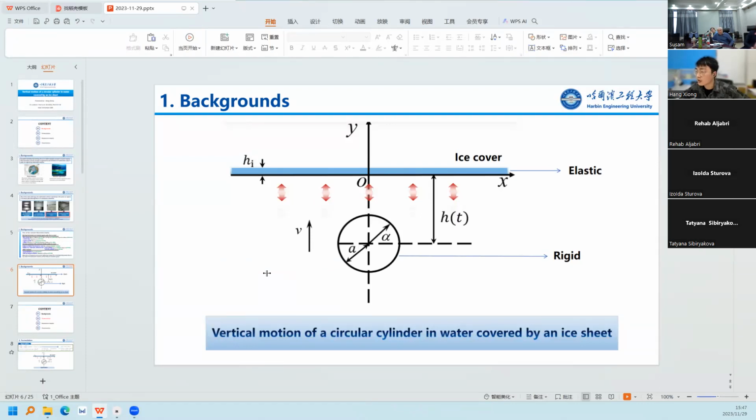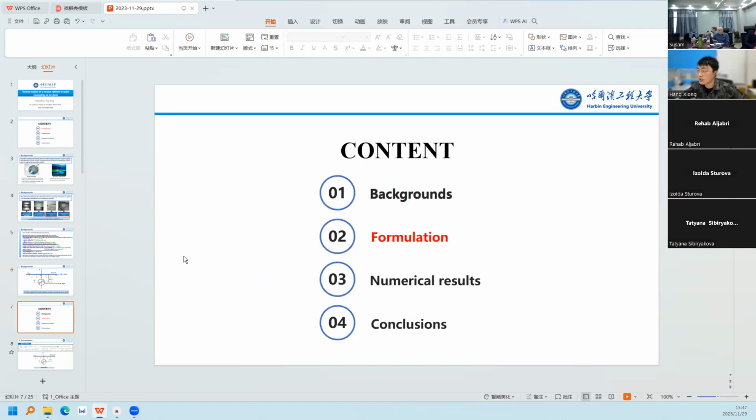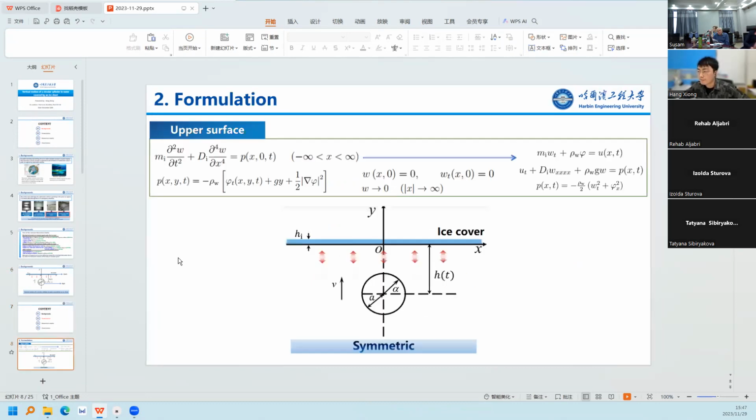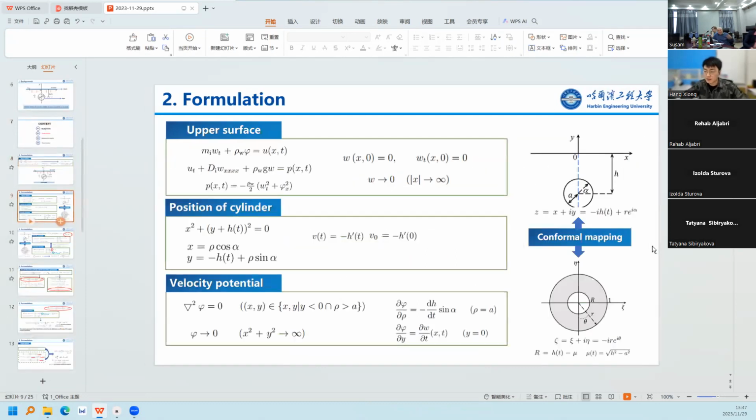About the method of solution, you use conformal mapping of the flow region to the annulus. I believe you already presented the formulation of the problem in the annulus. Can you show which radii correspond to the boundary of the cylinder? Yes, the upper surface with y equals 0 corresponds to r equals 1. And the surface of the cylinder corresponds to r equals capital R.